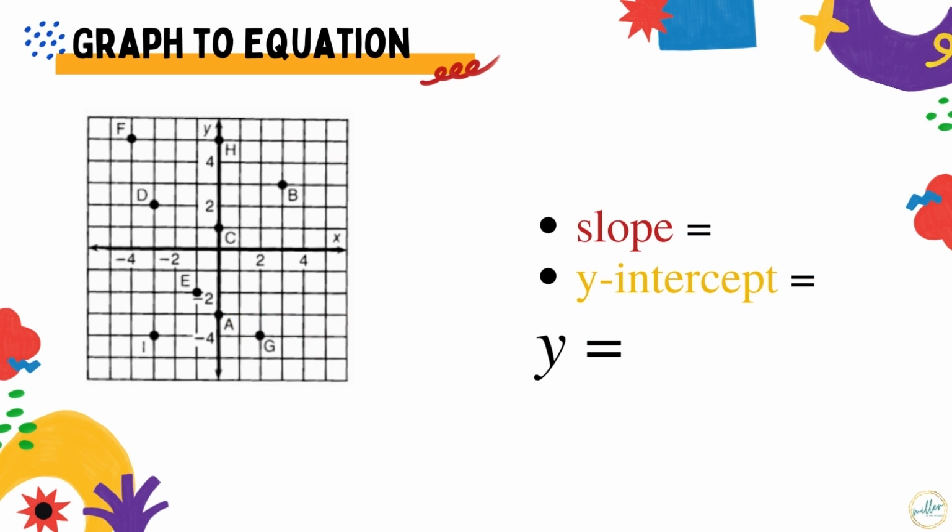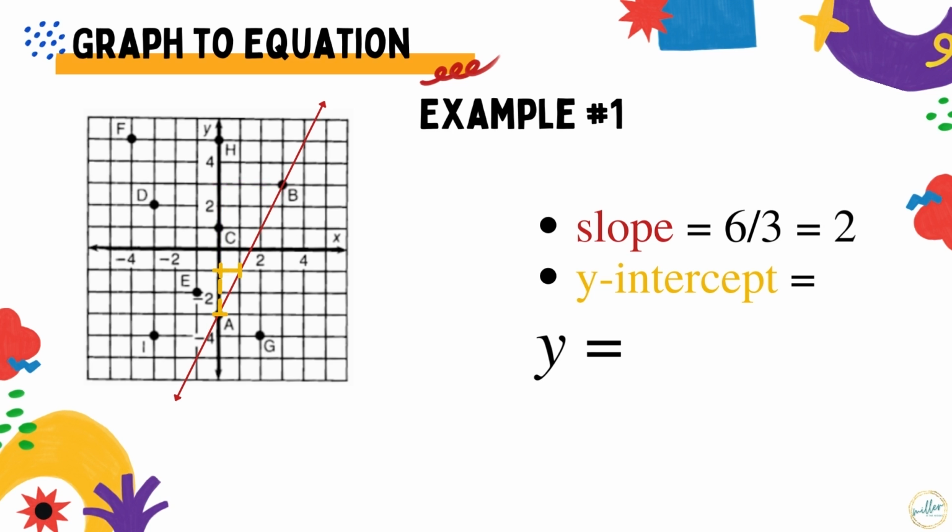Now we're going to try writing an equation by ourselves based on the line on a graph. Example number 1. We have this line that goes through the points A and B. We can find the slope by finding a point and counting the rise and the run to another point. If we count our rise and our run, we see that we go up 6 and over 3. And we see that the line goes up to the right, so this slope is positive. 6/3 can be simplified to 2.